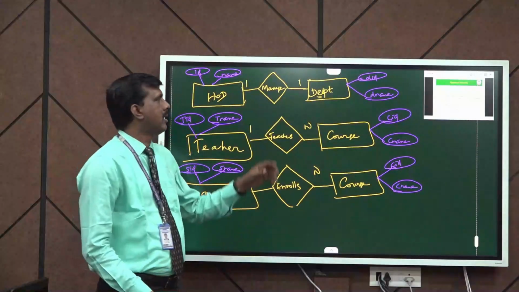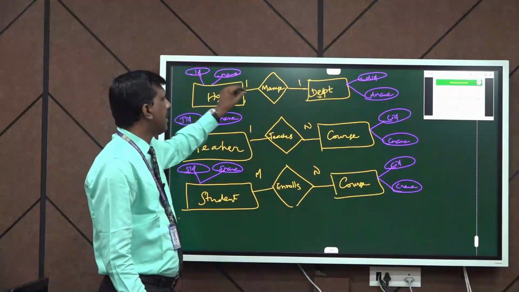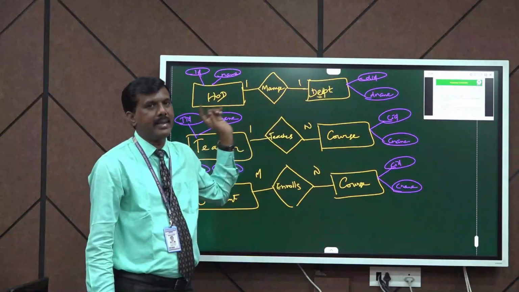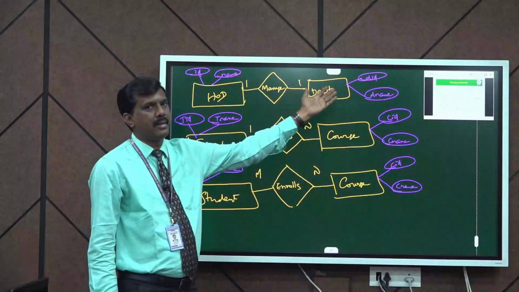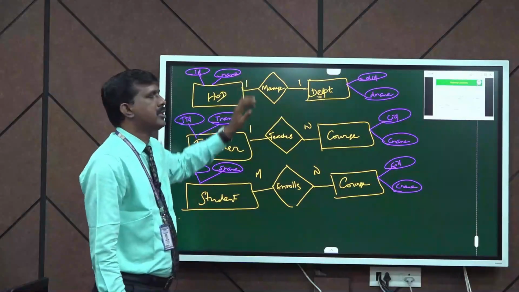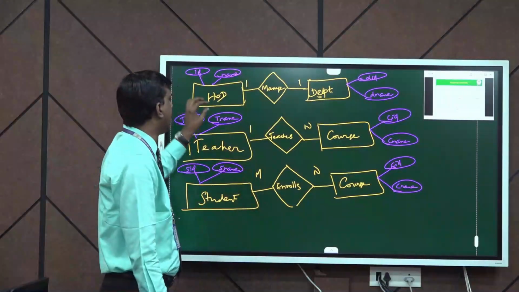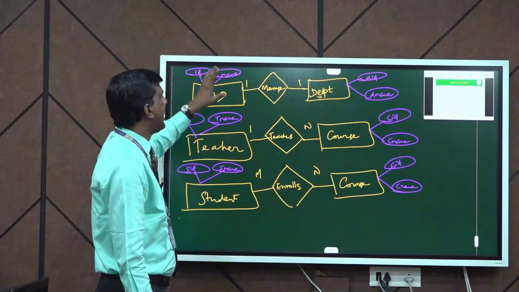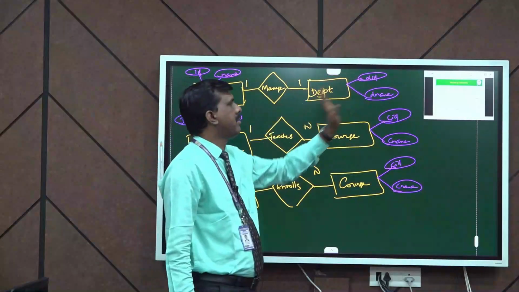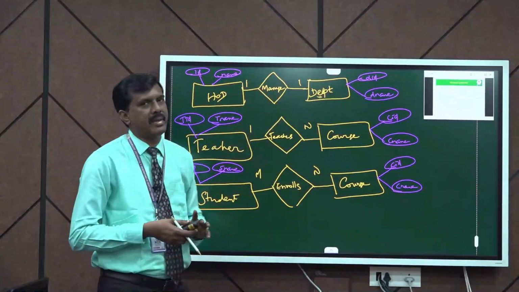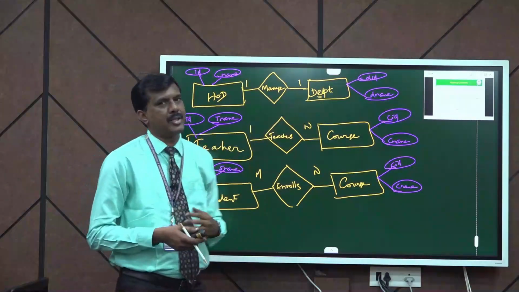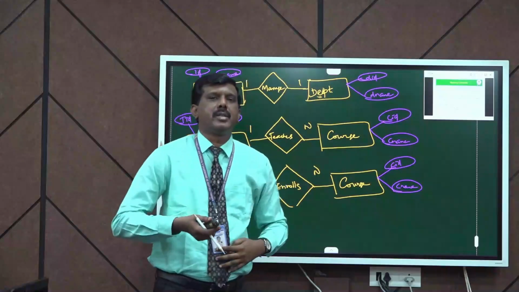In this particular case, HOD manages department is a one to one relationship. We have the head of the department, we have the department, and the relationship is manages. The HOD consists of ID and name, and the department consists of department ID and department name. So this is the ER diagram given. This is a one to one relationship. If it is a one to one relationship, how do we convert it?